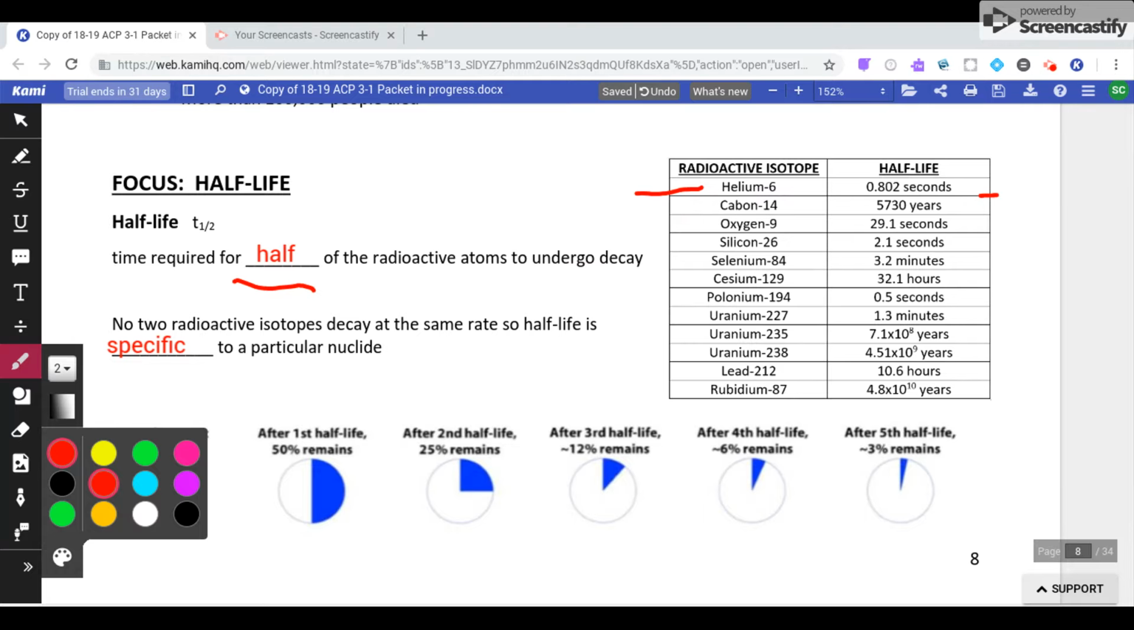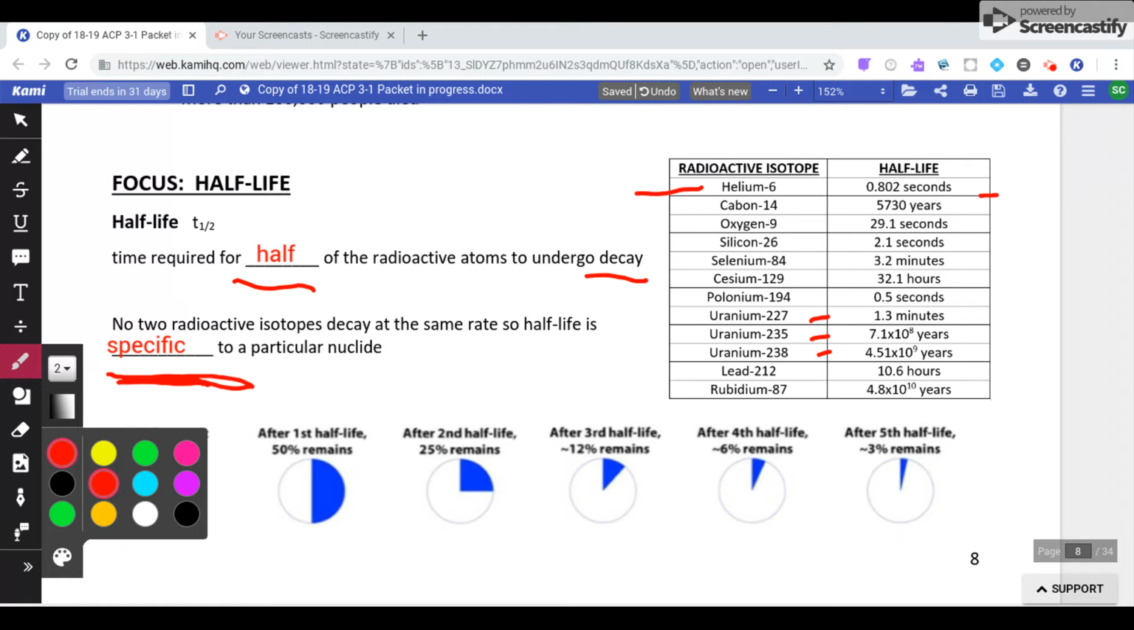And if you look at this list of some half-lives, the amount of time it takes for half of the sample to undergo decay and to become something else, the time varies quite a bit. You have some on the time frame of seconds all the way up to millions of years. And no two radioactive isotopes decay at the same rate. Half-life is very specific to a certain nuclide. So if you look at all these different isotopes, just look at the 3 for uranium listed right here. Look at how different those half-lives are.